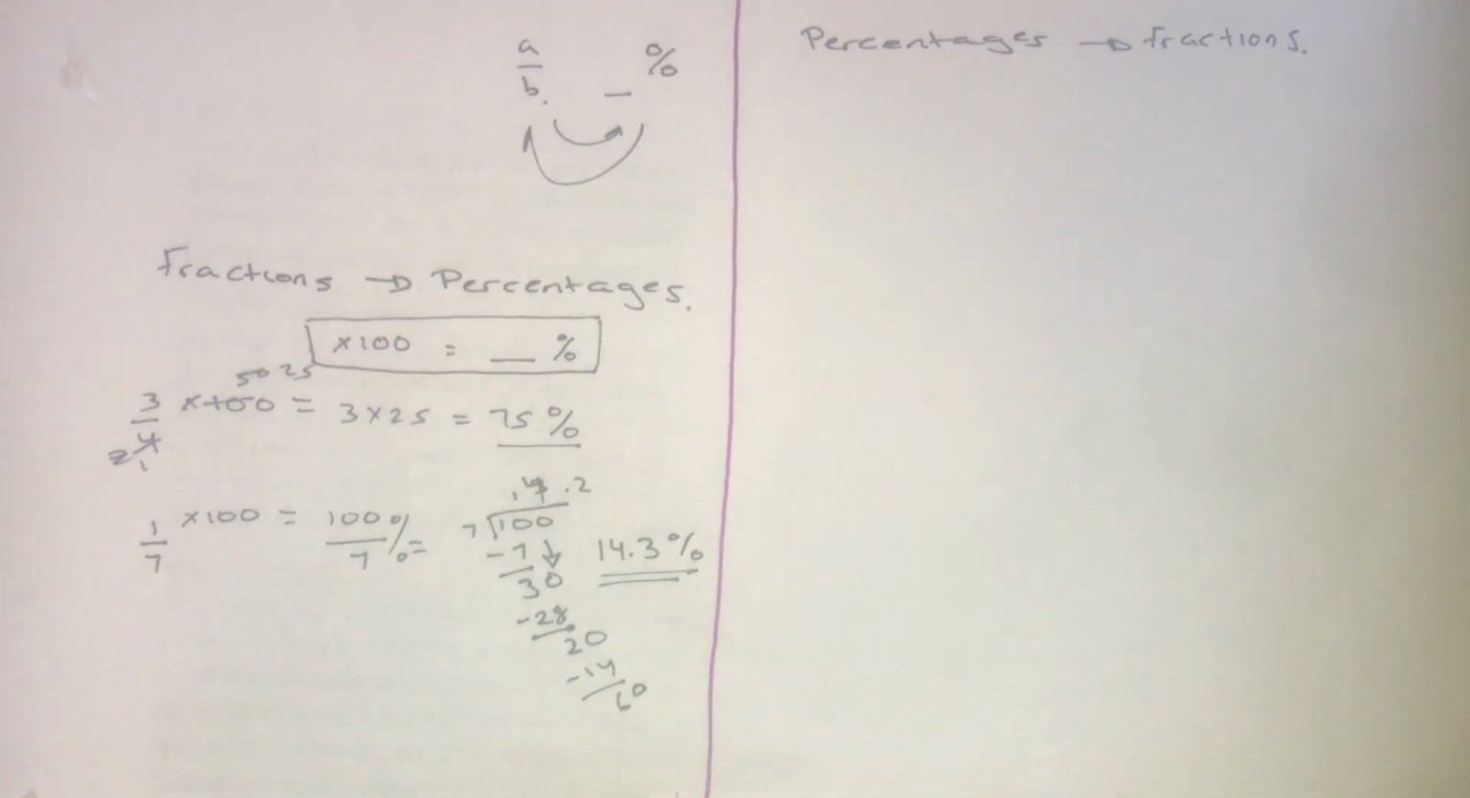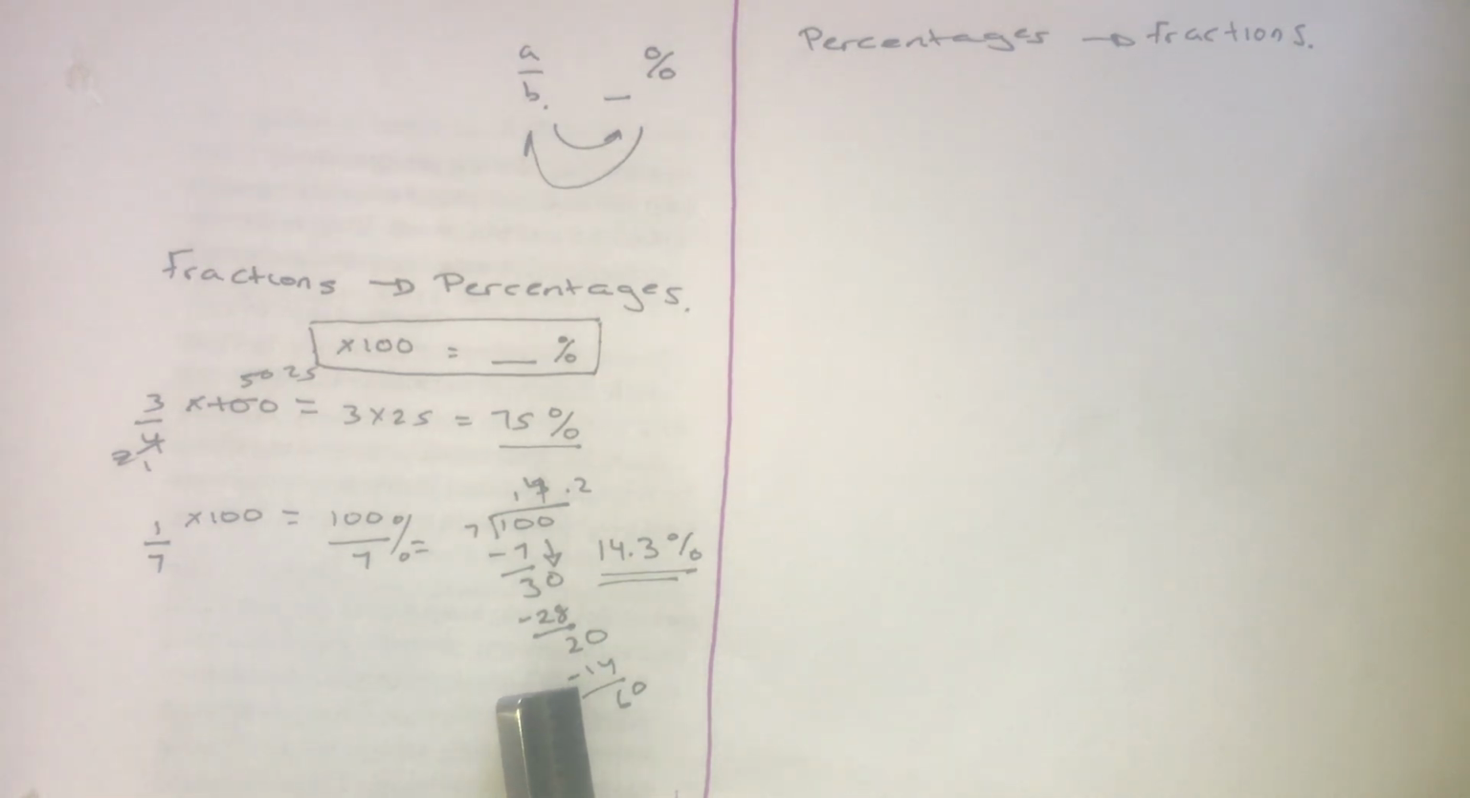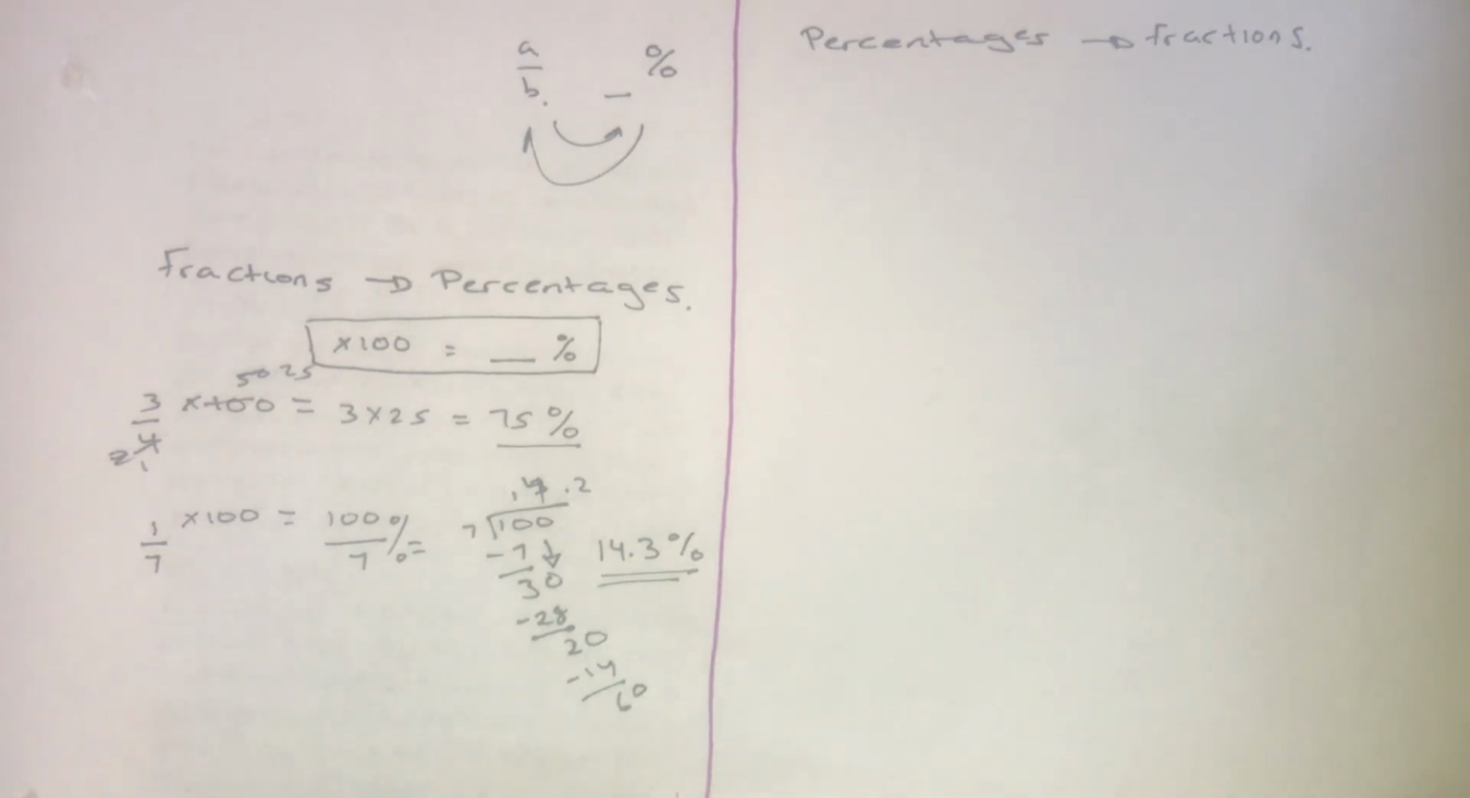Let me go through the steps again. You take the fraction and multiply it by 100. If you want to leave it like that, okay. If you don't want to leave it like that, you just convert it into a decimal and put the percentage sign after it. Isn't that simple, guys?